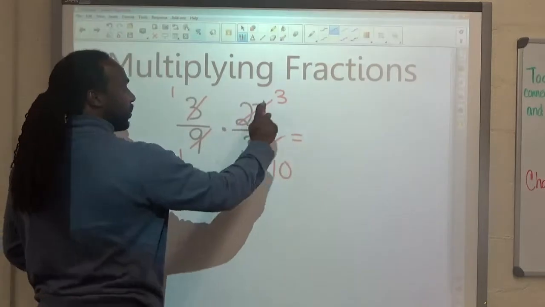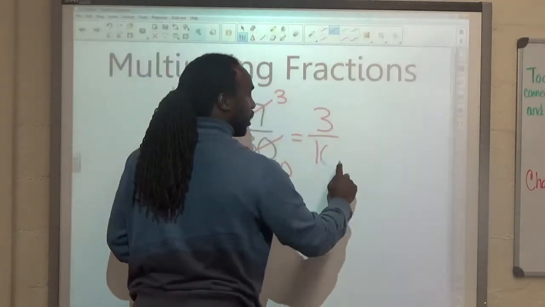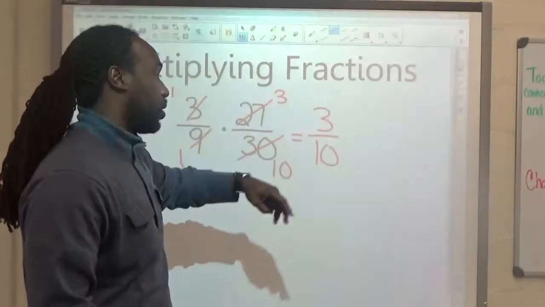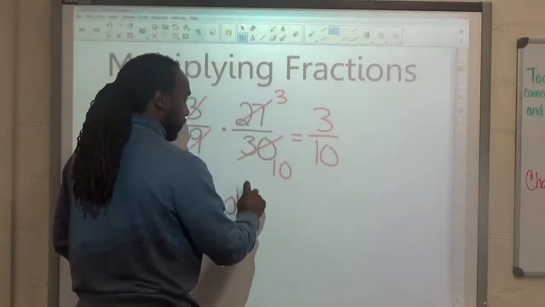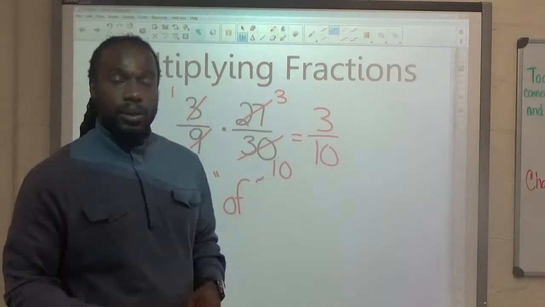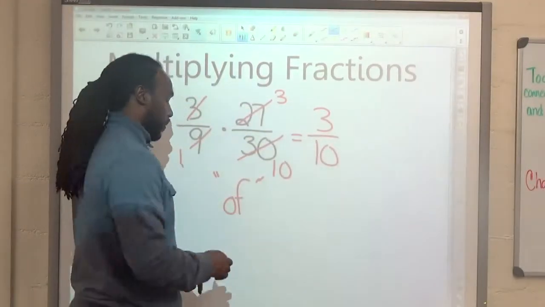Then you have 1 times 3 is 3. 1 times 10 is 10. And you've now simplified before you multiplied. So that's another way you could do it as well. Remember, look out for those key words we've talked about, where you see "of." Sometimes it'll just say times, it'll say multiplication. So please look out for that key word you see, "of."